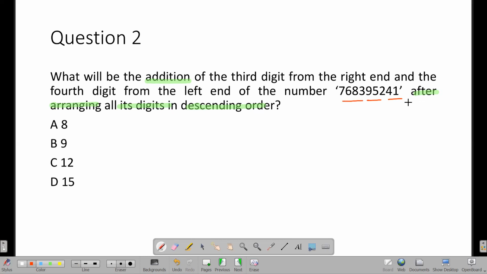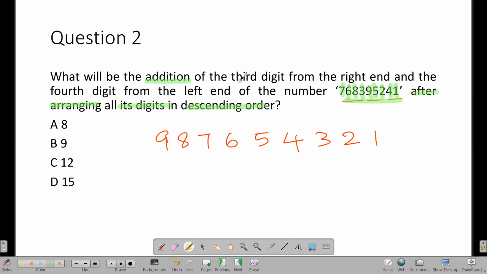So look at this number, 768395241. When you are arranging the digits involved with this number in the descending order, you will get 9, 8, 7, 6, 5, 4, 3, 2, 1. You can see that these are the digits involved. So now you have arranged the digits involved with this given number in the descending order.